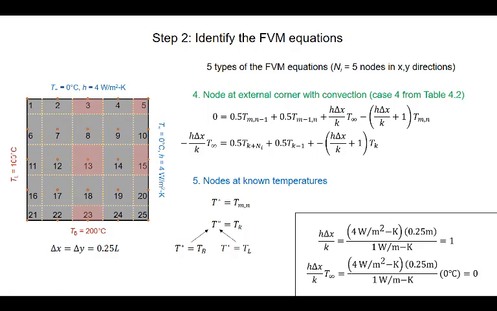Before we begin to assemble the constants and coefficient matrix, we note that the term h delta x over k in this particular problem is equal to 1, because h is 4 watt per square meter Kelvin, the nodal spacing is 0.25 meters, and the thermal conductivity is 1 watt per meter Kelvin. Because T infinity is set equal to 0, when we multiply that by 0, this term becomes 0.